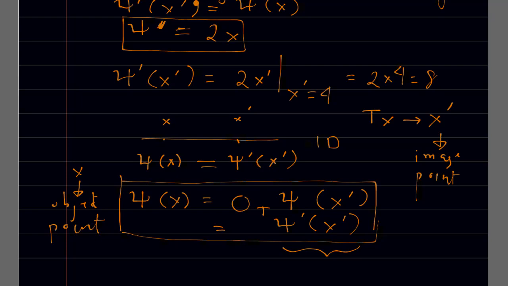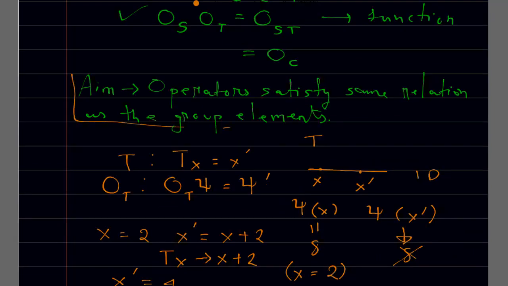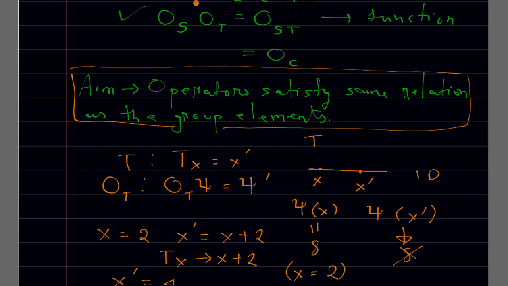So T takes you from one point to another point, and O_T acts on the function to give you a new function at the new position. Okay, so this is just one part that you need to remember. All you need to remember from now is only this. Forget everything else I taught you. Just remember this. Now remember what our aim is. Our aim is to show that the operators satisfy the same relations as the group elements. Okay, so this is our aim.